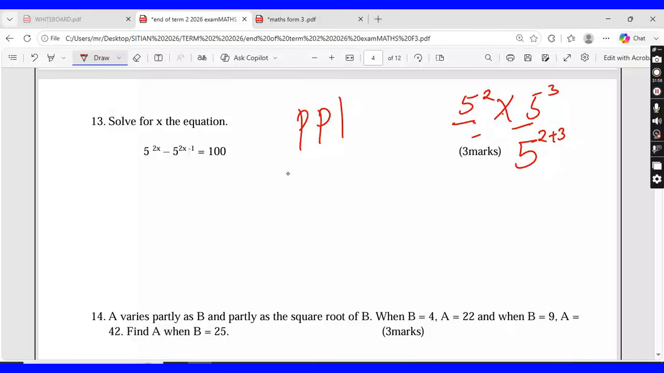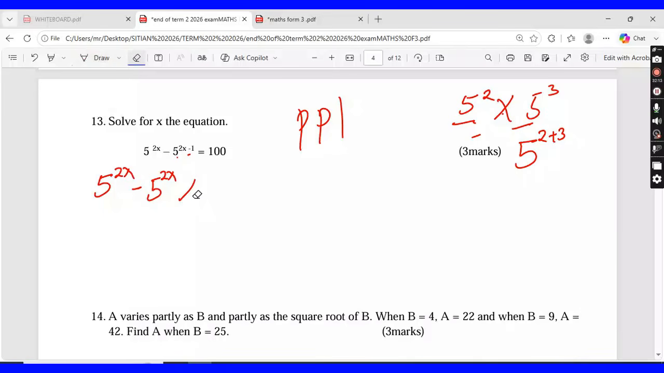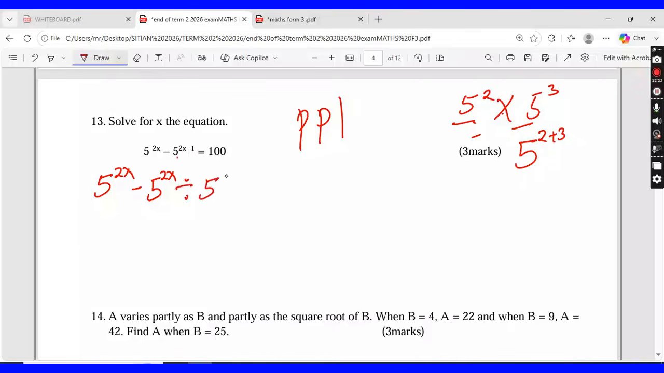So when I give you 5 raised to power 2x minus 5, you should know that this is the same as 5 raised to power 2x divided by 5 raised to power 1. In minus, it means it was division, because if it is addition, you know it was multiplication. And that gives us 100. That one you must know.